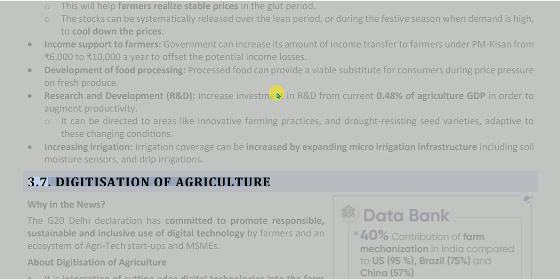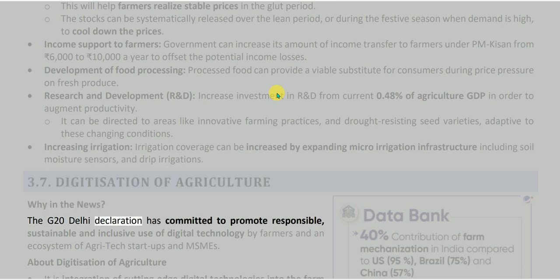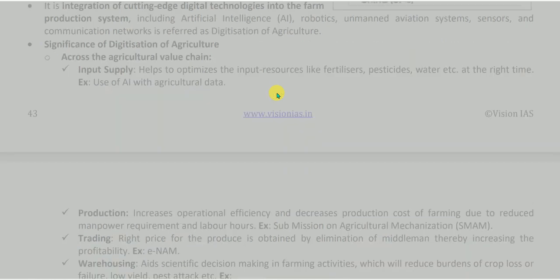3.7 Digitization of agriculture. Why in the news? The G20 Delhi Declaration has committed to promote responsible, sustainable and inclusive use of digital technology by farmers and an ecosystem of agritech startups and MSMEs. About digitization of agriculture. It is the integration of cutting-edge digital technologies into the farm production system, including artificial intelligence, AI, robotics, unmanned aviation systems, sensors, and communication networks, referred to as digitization of agriculture.